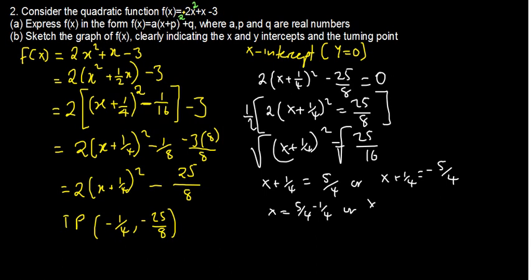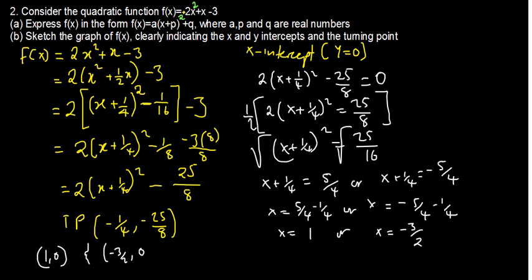Or x is going to be negative 5 over 4 minus 1 over 4. So this will give us x being equal to, since the denominator is the same, we'll just subtract 5 minus 1. That will be 4. 4 over 4 is a 1. Or x is going to give us negative 5 minus 1, that is negative 6. So that will be negative 6 over 4, which is the same as negative 3 over 2. So those are the x-intercepts, 1, 0, and negative 3 over 2, 0.